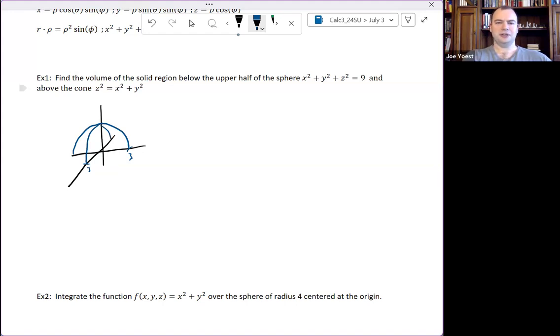And then I have a cone. z squared equals x squared plus y squared is like a 45-degree cone, right? If I let x be 0, I see z squared is y squared, z is plus or minus y. So this cone looks kind of like that. So I'm looking for this kind of ice cream cone shape, like a cone on the bottom and then a lump on the top, a spherical top to it.